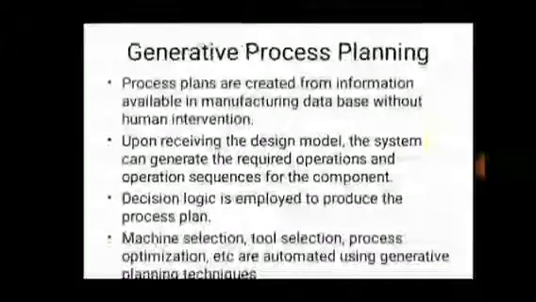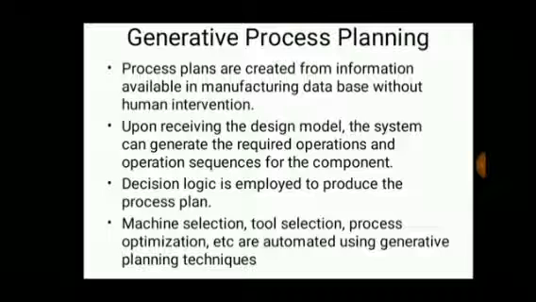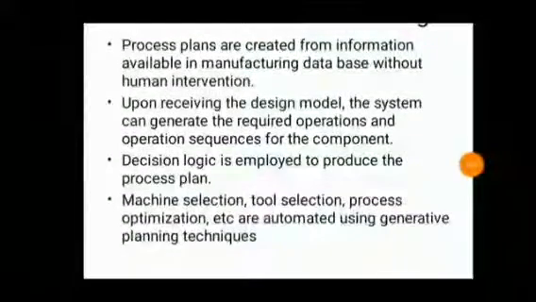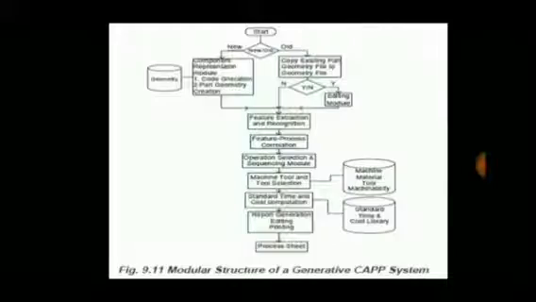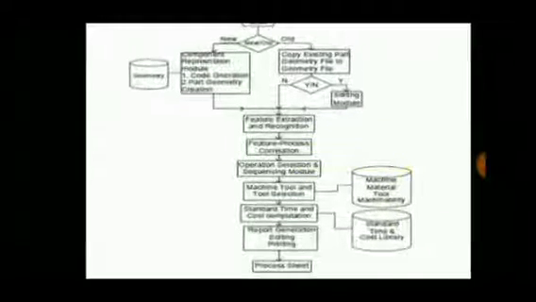Then generative process planning. Process plans are created from information available in the manufacturing database without human intervention. Upon receiving the design model, the system can generate the required operations and operation sequences for the components. The design logic is employed to produce the process plan, and machine selection, tool selection, and process optimization are automated using generative planning techniques.